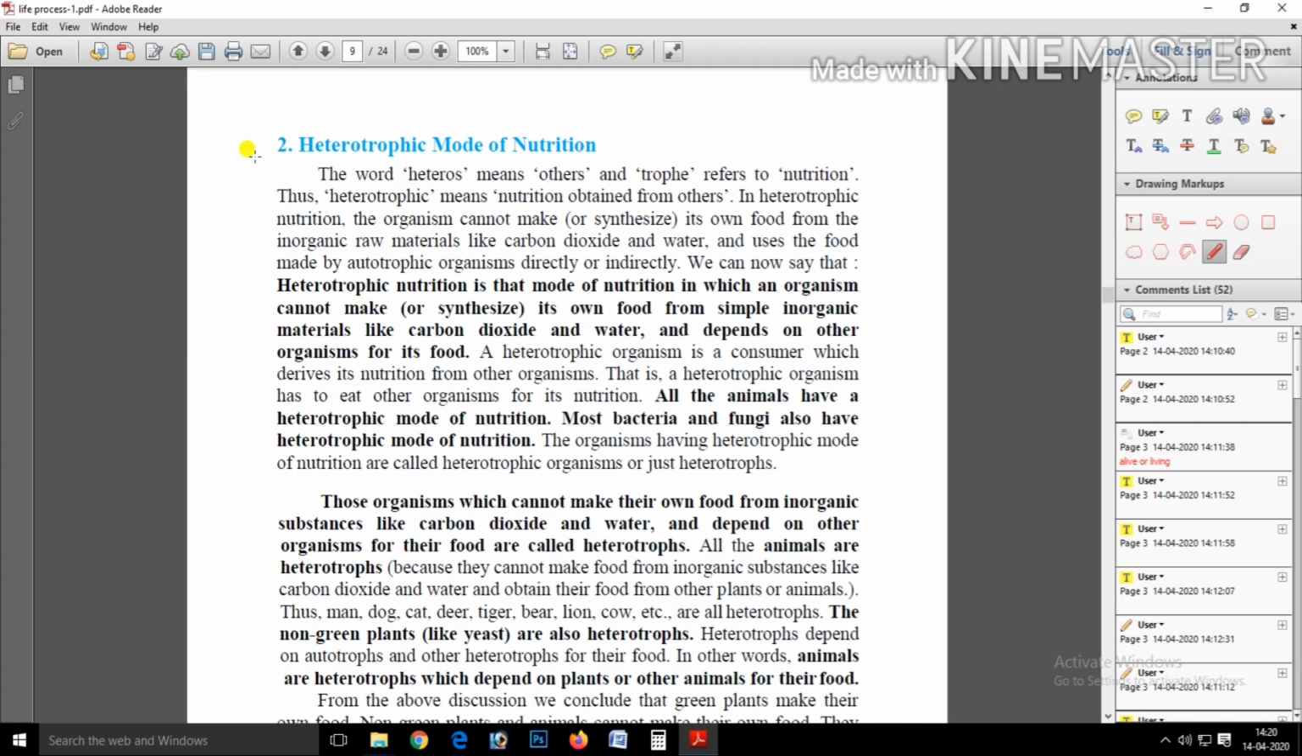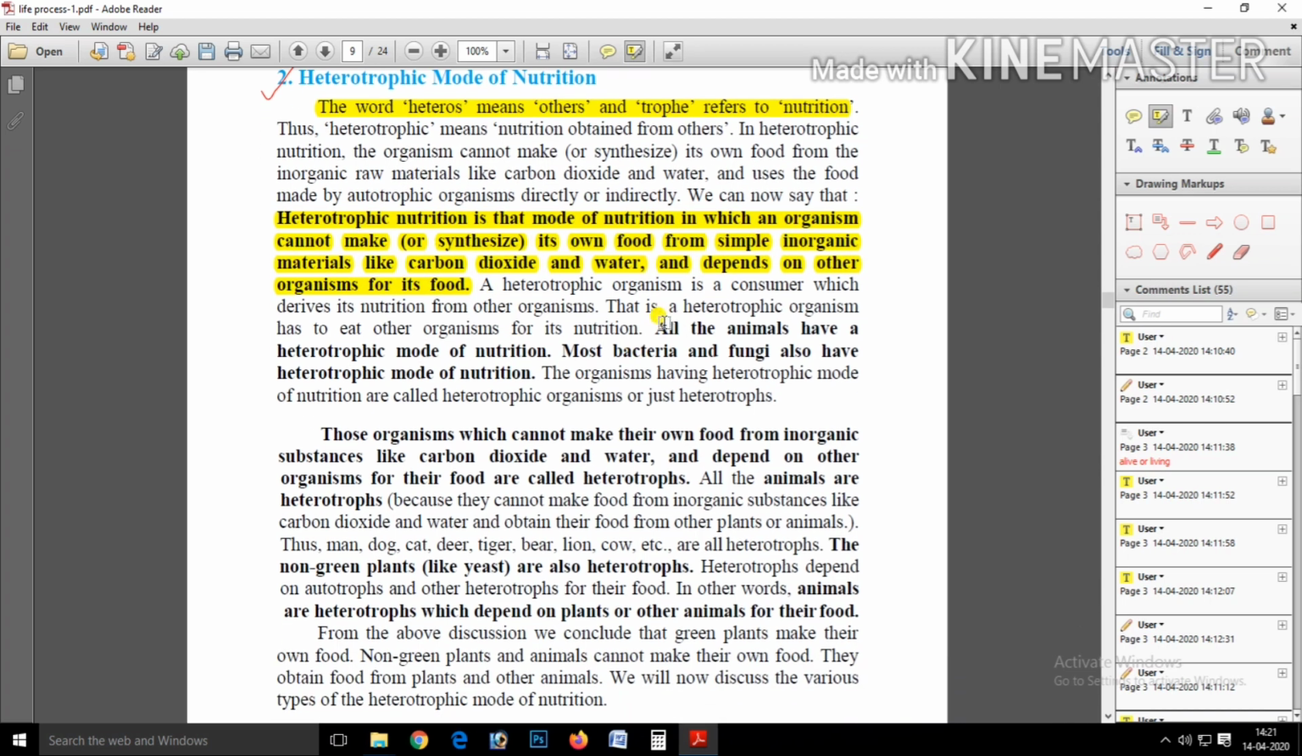The next mode of nutrition is heterotrophic mode of nutrition. Now, the word hetero means others and troph means nutrition. So, heterotrophic nutrition means obtaining food from others. They cannot make their own food. They are dependent upon others. All the animals are heterotrophs because they cannot make their food.